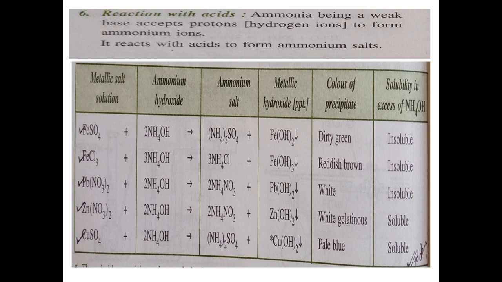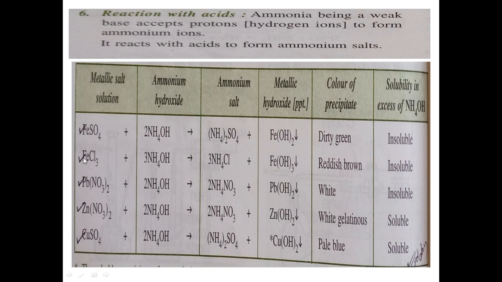So let's see, when iron sulfate combines with ammonium hydroxide, then ammonium salt and ferrous hydroxide are formed, and this ferrous hydroxide is dirty green in color. This is a solid, insoluble substance. The downward arrow means precipitate, an insoluble substance, and it is dirty green in color. It is insoluble in excess of ammonium hydroxide. So if you pass excess ammonium hydroxide, it still remains insoluble.